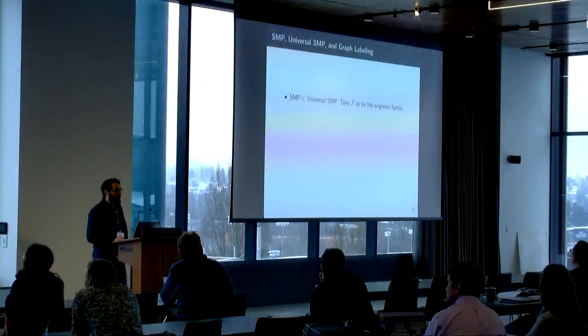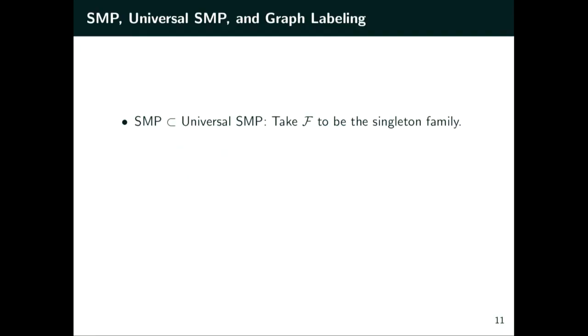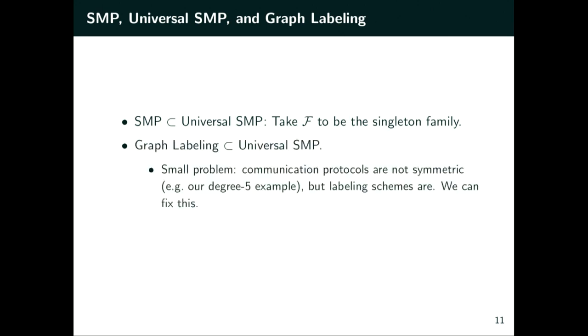Okay, so now it's fairly easy to see that this universal SMP model generalizes the standard SMP model, because we can take this family F just to be the singleton family. So whichever function it is that you wanted to compute, that's just the only thing that's in your family F, and so universal SMP generalizes regular SMP. And I also want to claim that universal SMP generalizes graph labeling.